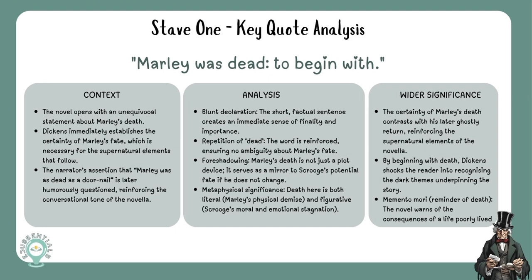Death here is both literal in terms of Marley's physical demise and figurative in terms of Scrooge's moral and emotional stagnation. Now we'll look at wider significance. The certainty of Marley's death contrasts with his later ghostly return, reinforcing the supernatural elements of the novella. By beginning with death, Dickens shocks the reader into recognizing the dark themes underpinning the story. Memento Mori, which is a reminder of death, the novel warns of the consequences of a life poorly lived.